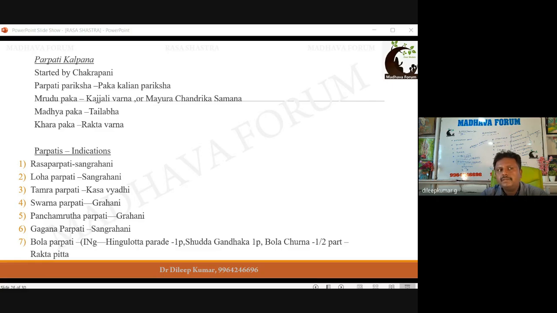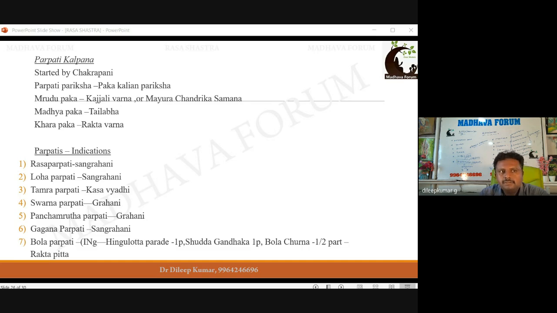We have a reference of Parpati in early books of Rasashastra, but we don't have any detailed preparation methods, indications and Paka Lakshanas. All those things were not mentioned in earlier granthas of Rasashastra. The first detailed reference of Parpatis we get from Chakrapani's book Chakradatta. Detailed explanation of Parpati Kalpanas with their manufacturing and preparation procedure is available there. He is the first author to mention the detailed preparation of Parpati Kalpanas.